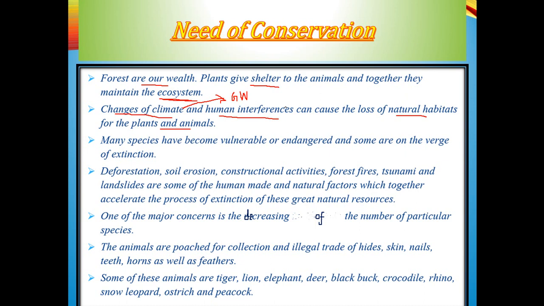That means we, human society, have to become much more aware about all these negligences that we are creating, or the initiatives we are taking that create a loss in the environment. So for that we have to be very much aware about it. Many species have become vulnerable or endangered, and some are on the verge of extinction.